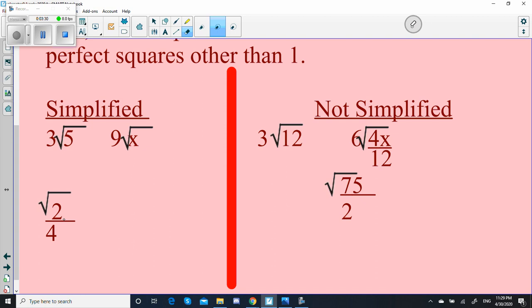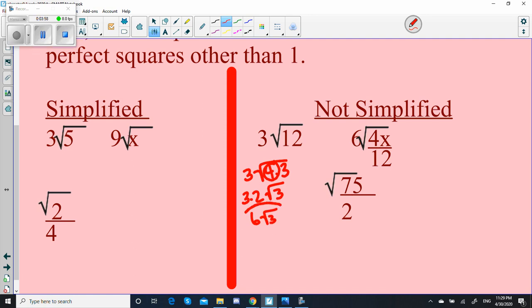So if it wasn't a perfect square, like for example this one right here, this 12, when I think about 12, the perfect square I think of is 4. So I could rewrite this as 4 times 3. It's not simplified because I would have to take the square root of the 4. Square root of 4 is 2. So on the outside, that'd be 3 times 2. The 3 was already out there. Took the square root of 4. Then 3 times 2 is 6. So the simplified answer of 3 radical 12 is 6 radical 3. And we'll go over more how to do that.